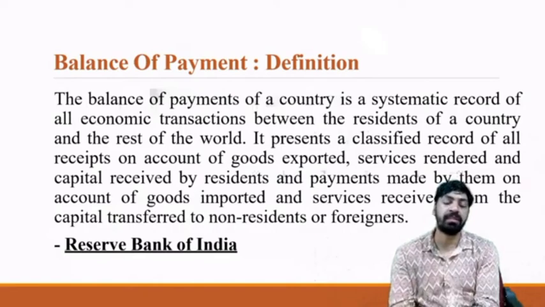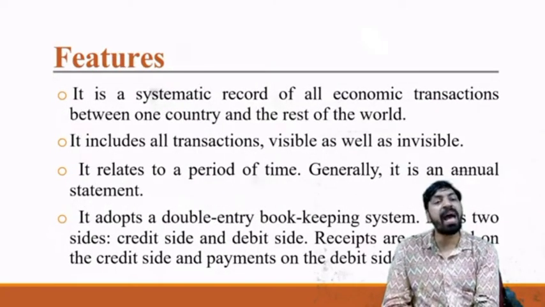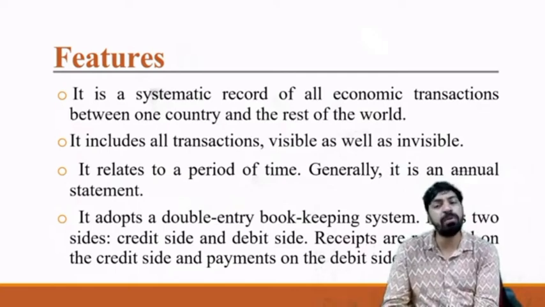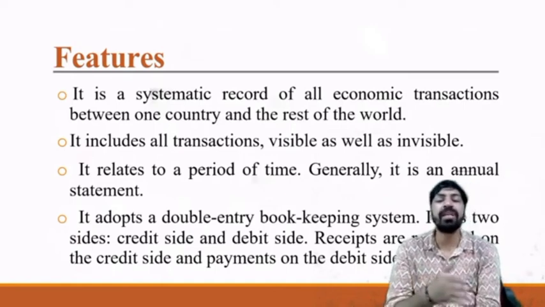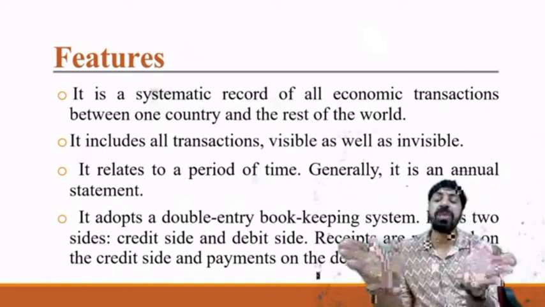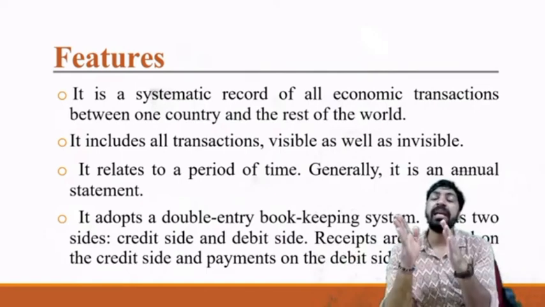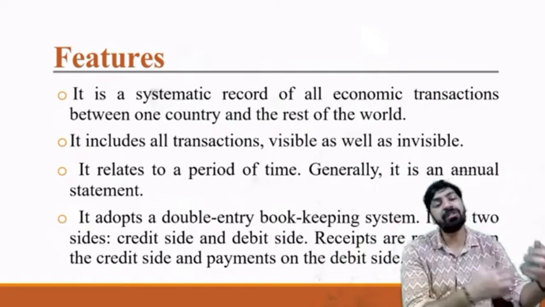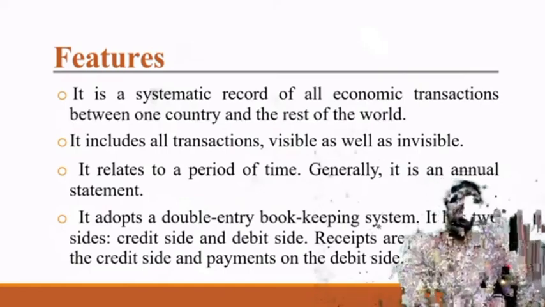Now we talk about the features of balance of payment. It is a systematic record of all those economic transactions between one country and the rest of the world. So whatever is going on in the rest of the world, and the economic transactions that mainly deal with the home country, that is called balance of payment, and that is one of the features of BOP.